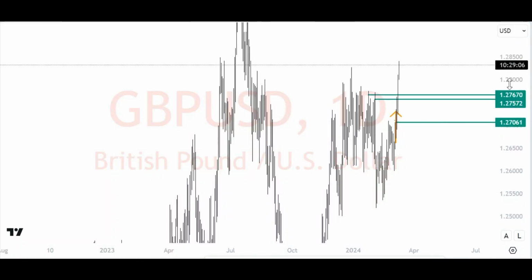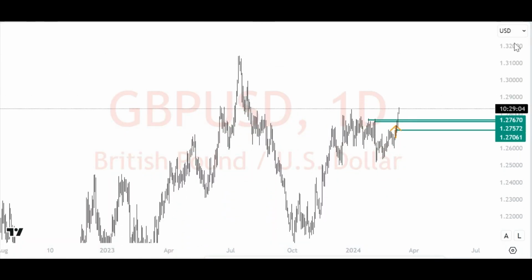GBP USD, guys. Let's see if it's selling. Let's look on the daily chart. Let's see what's happening long term.